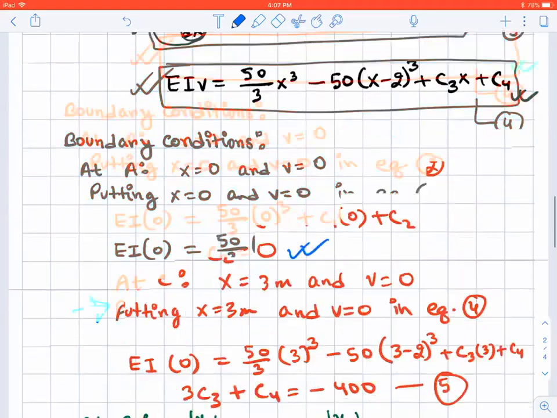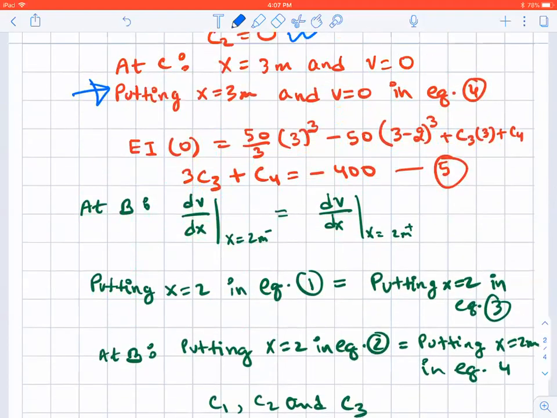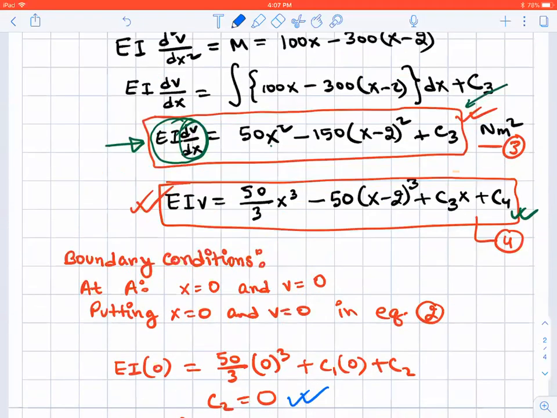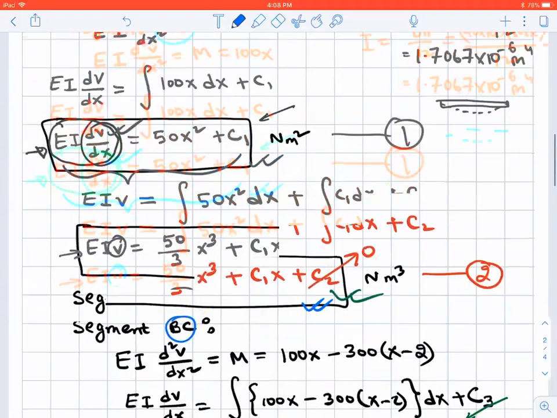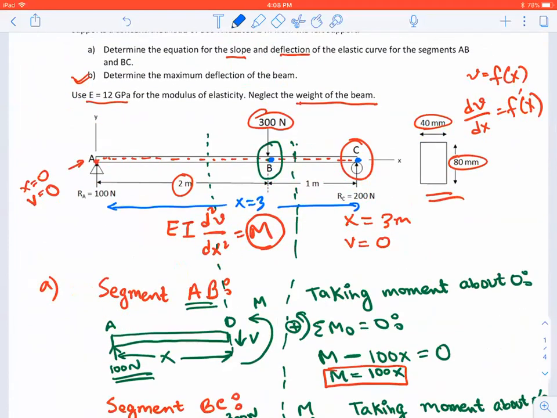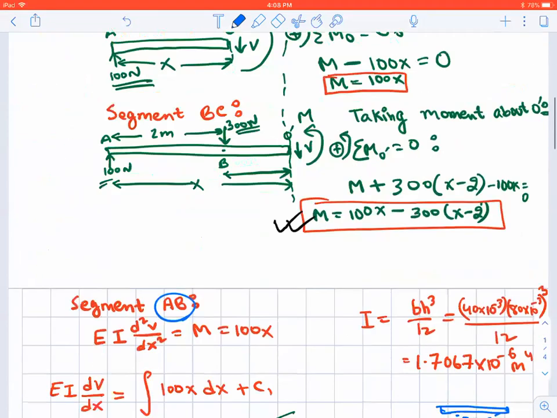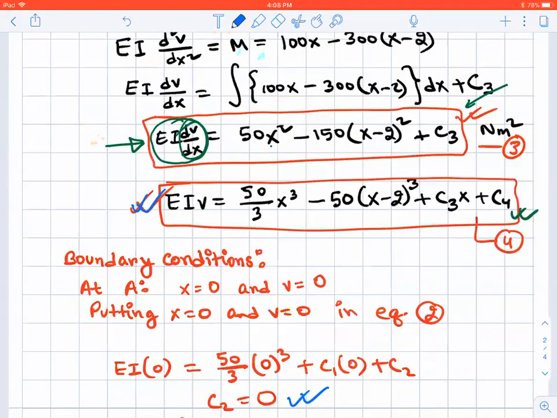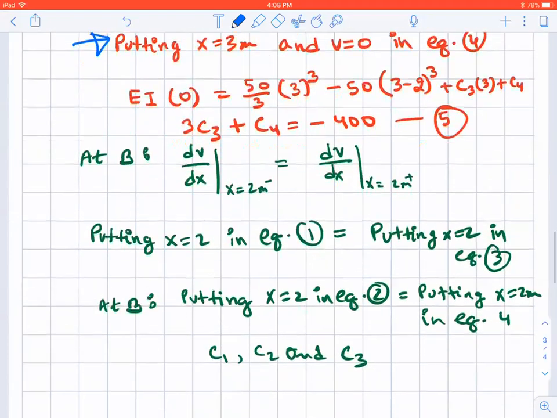So if you plug in x equals 3 meters and v equal to 0 in equation 4. Equation 4 would be this one because C falls in the segment BC, okay? So we have to use equation 4. If we plug that in, this is what we get.